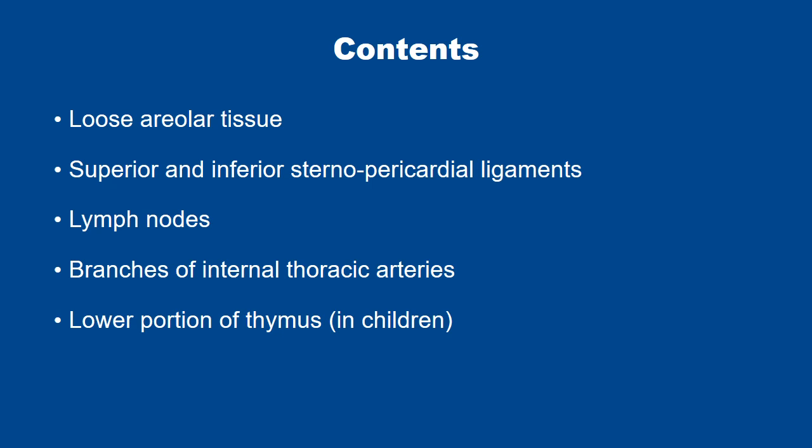Now the contents of the anterior mediastinum. It contains loose areolar tissue, the superior and inferior sternopericardial ligaments, lymph nodes and branches of the internal thoracic artery, and the lower portion of the thymus in the case of children. So these are the contents present in the anterior mediastinum.